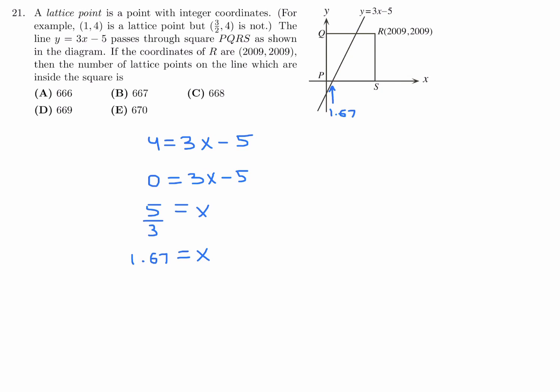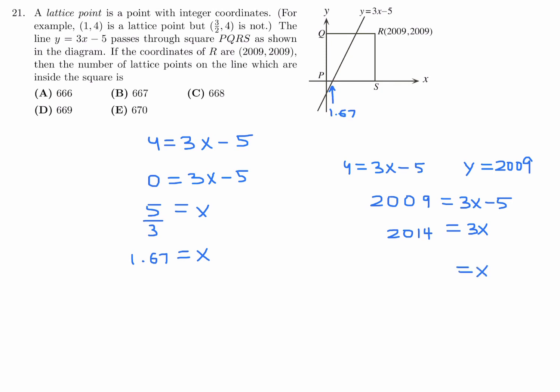So how do we figure that one out? That point is where y equals 3x minus 5 intersects with the line y equals 2009. So we set these equal to each other. So 2009 is equal to 3x minus 5, and therefore 3x is equal to 2014, and therefore x, if you calculate this, will be about 671.3. So this point, the x-coordinate, is 671.3.